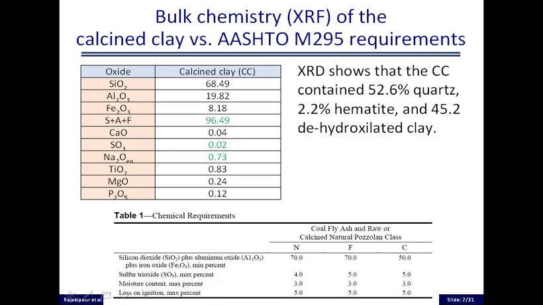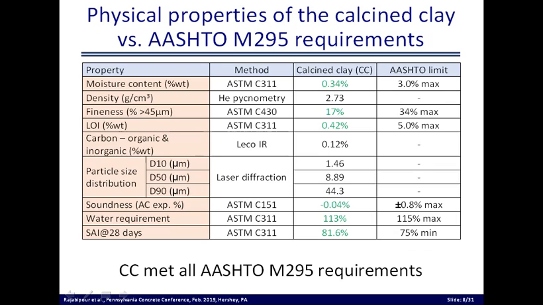We also did some X-ray diffraction studies that show that this calcined clay is a little bit over 50% quartz, about 2.2% hematite, and around 45% dehydroxylated, or thermally altered, clay. So that 45% is really the active ingredient of the pozzolan. We can go to slide number 8.